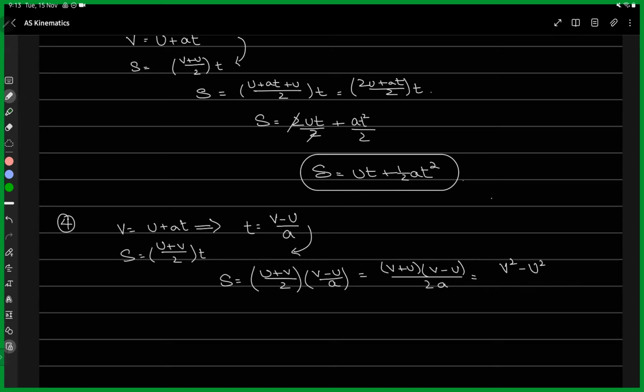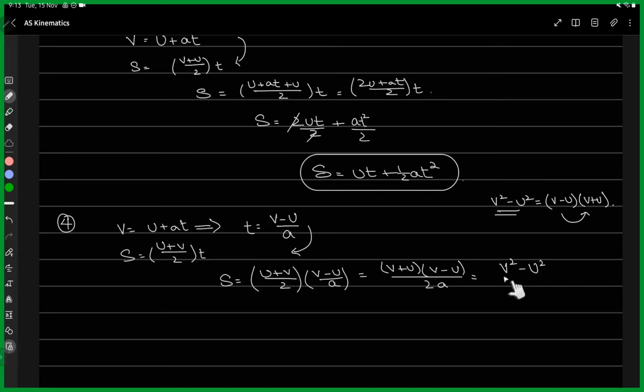Because as you learned in mathematics, this thing v squared minus u squared can be expanded as v minus u times v plus u. You can call it an identity, but it's just coming from the mathematics of multiplying these two terms, and you see that indeed they are this thing.